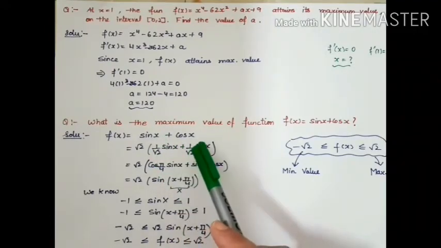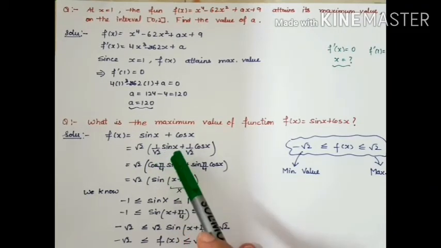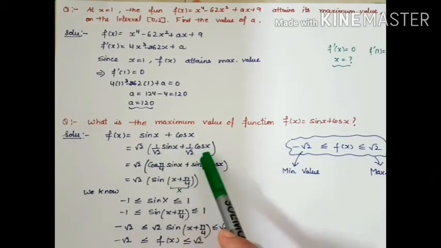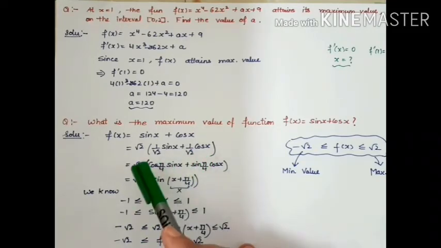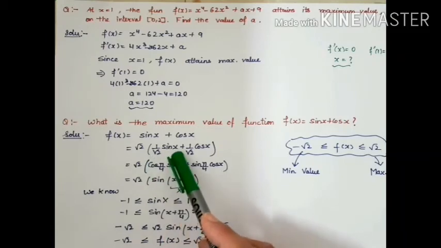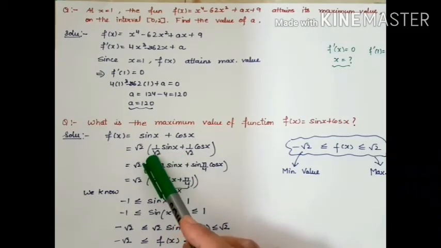Now 1 by root 2 can be written as sin 45 or cos 45. So I am trying to convert it into my formula of sine of a plus b. For that, what do you need? In the first term, you need both the opposite trig ratios, that is sine as well as cos combination.